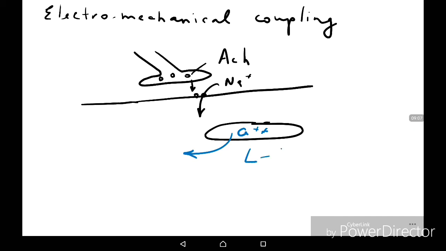This reticulum may be called L tubules, longitudinalis, and transverse T tubules, which are in fact the invagination of a membrane into the fiber, so that action potential may easily go into the muscle fiber and initiates the calcium channels.